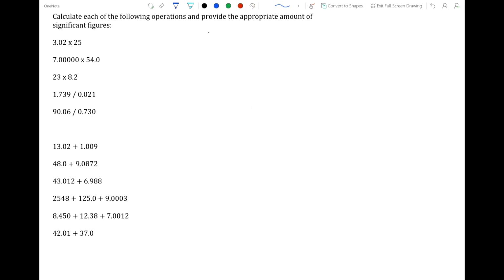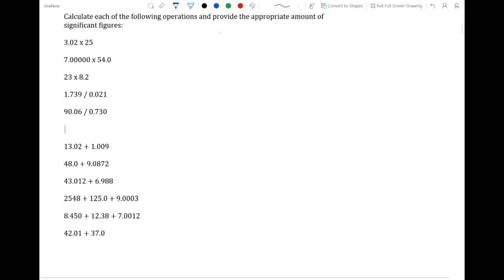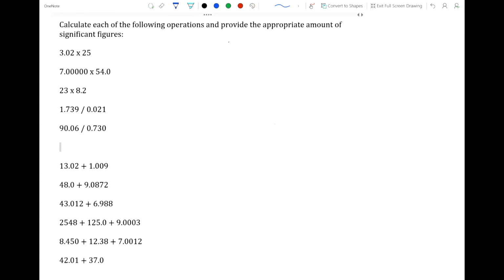So the question is saying calculate each of the following operations and provide the appropriate amount of significant figures. Let me just zoom in a little bit. Okay. As you take chemistry, you're going to find that you're going to be doing a lot of mathematical calculations. Every single answer you put on an exam or a homework is going to require a certain amount of significant figures. And the amount you have to provide is dependent on the mathematical operation you're doing, whether it's multiplication and division or addition and subtraction.